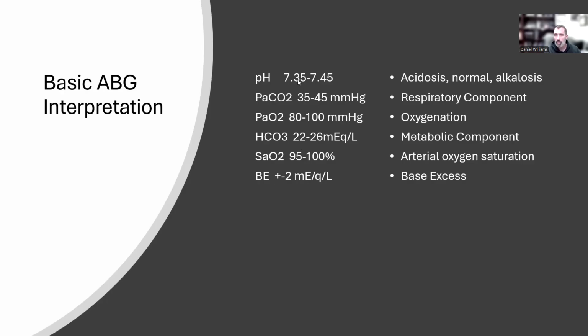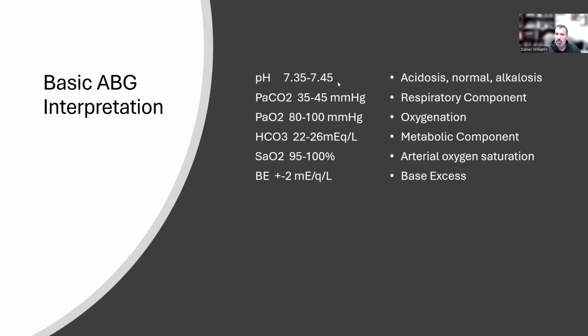So pH is 7.35 to 7.45. PaCO2, your partial pressure of arterial carbon dioxide, is 35 to 45 millimeters of mercury. Your partial pressure of arterial oxygen is 80 to 100 millimeters of mercury. Your bicarb is 22 to 26 milliequivalents per liter. SaO2 should be between 95 and 100%. The base excess should be plus or minus 2 milliequivalents per liter.